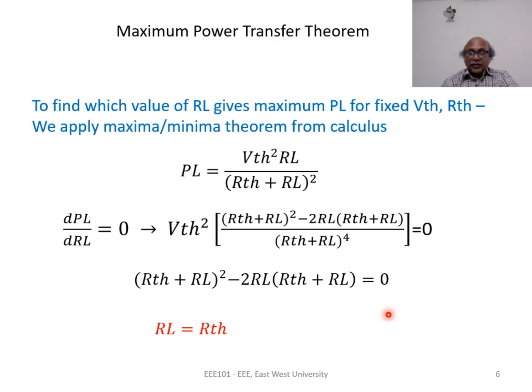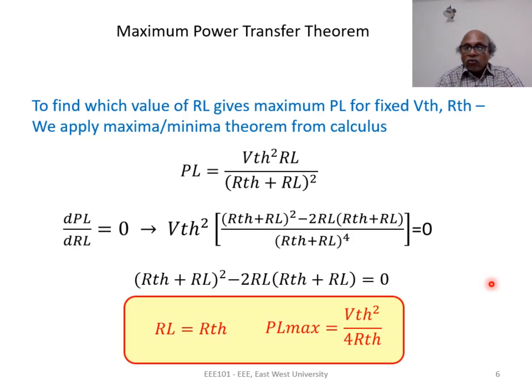That means the load will receive maximum power from the fixed two-terminal linear circuit when the load resistance is equal to the Thevenin's equivalent resistance of the two-terminal circuit. And what is the maximum value of the power? If you substitute RL equal to RTh in this equation, we find out that the maximum value of PL, which we are calling PL max, is equal to VTh square over 4 RTh. These two relationships together are known as the maximum power transfer theorem.